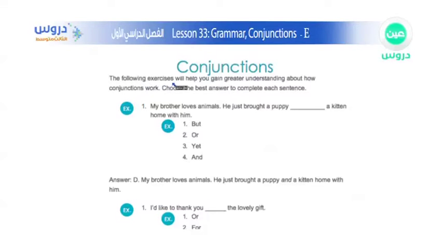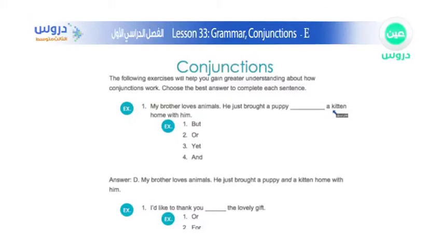The following exercise will help you gain greater understanding about how conjunctions work. Choose the best answer to complete each sentence. My brother loves animals. He just bought a puppy, blank, a kitten. What do you think the answer is? But, or, yet, or and?